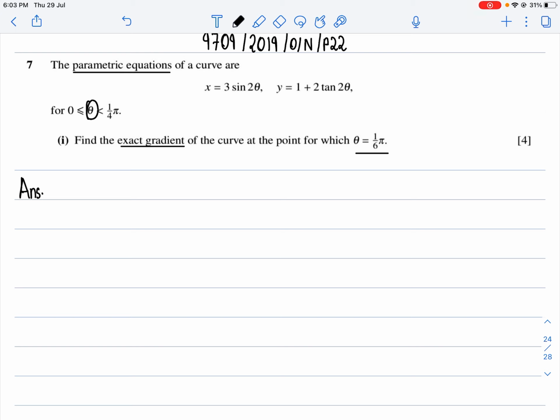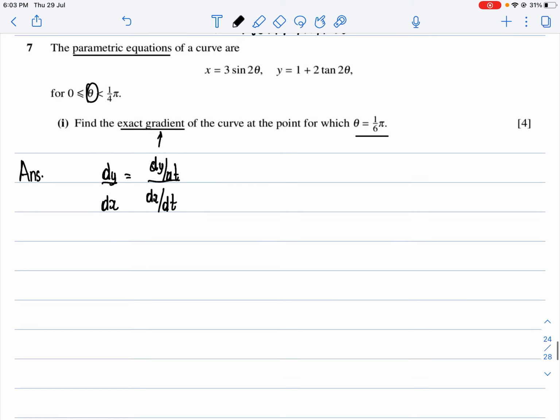First, I know I need my dy by dx because of the gradient. My dy by dx is dy by dt divided by my dx by dt. So I can calculate my dy by dt, which is the differentiation of y here. The differentiation of 1 is 0 plus the differentiation of tan.